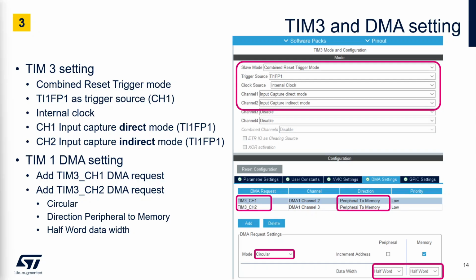And now in the last, third section we will try to set timer 3 to measure parameters of the signal generated by timer 1. We will use combined reset trigger mode with input from channel 1. We will count the internal clock. We will use 2 channels, one to capture the rising edge of the signal and the second one to capture the falling edge.